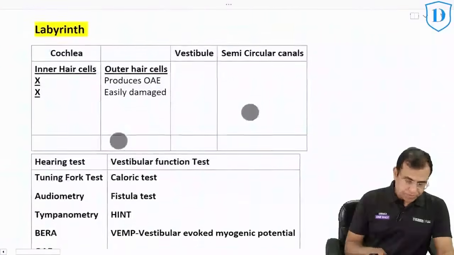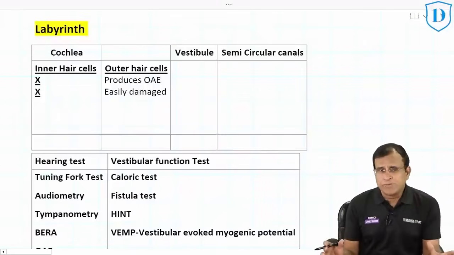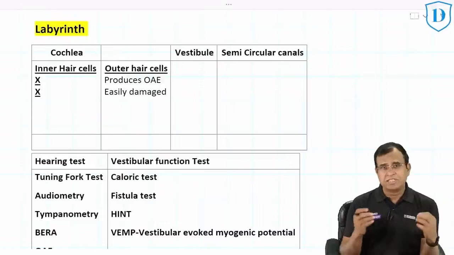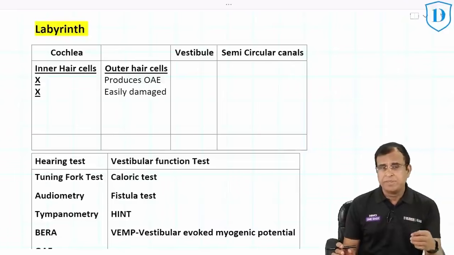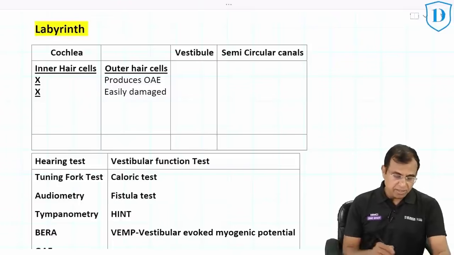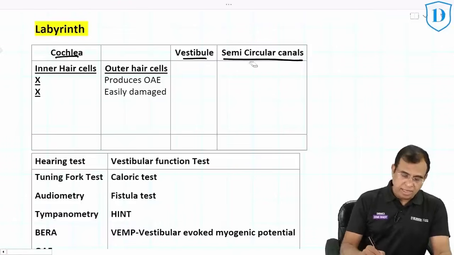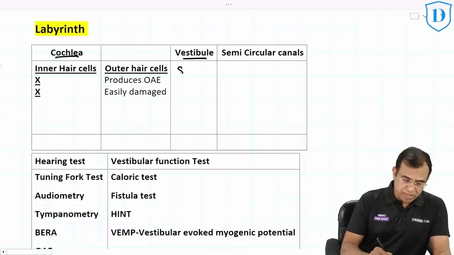Then inner ear, labyrinth. They don't ask you too many questions from the labyrinth, but I've noticed that when they ask you the parts of the labyrinth and the function of the labyrinth, a lot of people get it wrong. This is a very, very basic thing in labyrinth, the parts and the function. So the parts of the labyrinth are cochlea, vestibule, and the canals. And we all know three canals: superior canal, posterior canal, lateral canal.